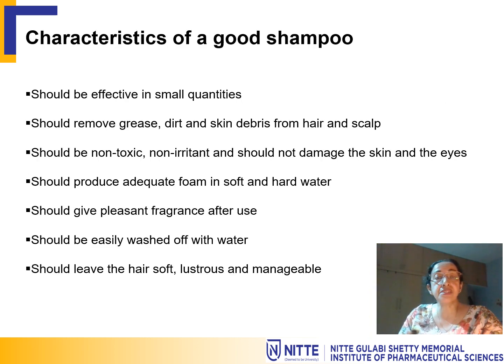So what are the characteristics of a good shampoo? First of all, the shampoo should be effective in small quantities. That is, it should produce adequate amount of foam as well as cleansing properties with small amounts. It should be able to remove grease, dirt and skin debris from hair and scalp effectively. When used in the normal amounts, it should be non-toxic, non-irritant and should not damage the skin or the eyes.